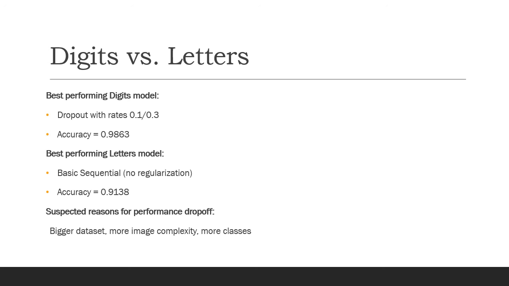Why is this? I suspect just the bigger dataset, the images are more complex, there's more letters than numbers, and more handwritten variations and more classes.